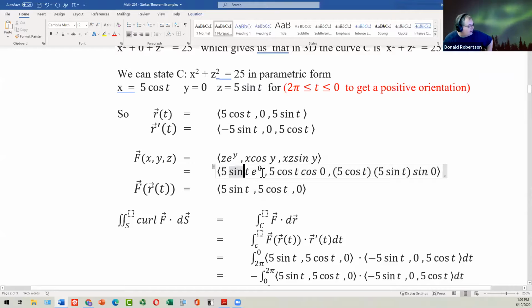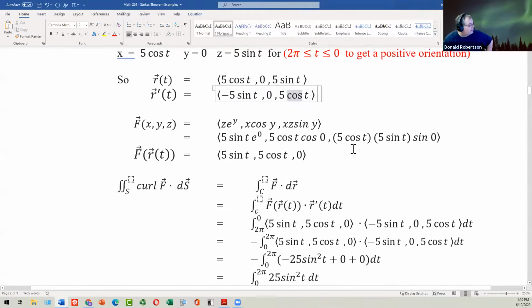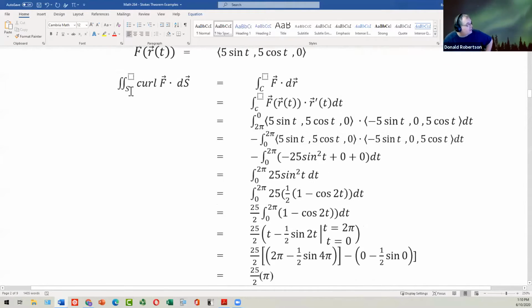So that guy, and that guy. So the function f in parametric form using t is that guy. Since this is my r of t, the derivative of it is this guy, 0, this guy. So that's where that comes from. And so here we are.